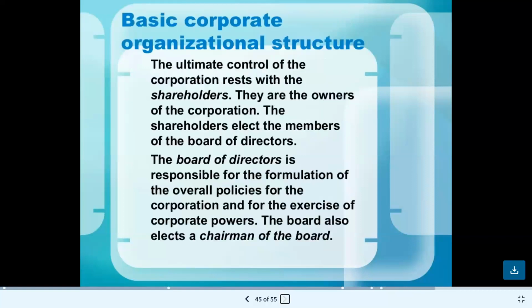Now you have here the basic corporate organizational structure. Again, you have the shareholders who will have the ultimate control of the corporation, and they are the owners of a corporation. The shareholders elect the members of the board of directors. The board of directors are the persons elected by the shareholders who are responsible for the formulation of the overall policy for the corporation and for the exercise of the corporate power. And the board of directors will elect the chairman of the board.